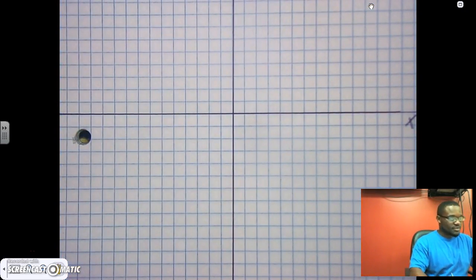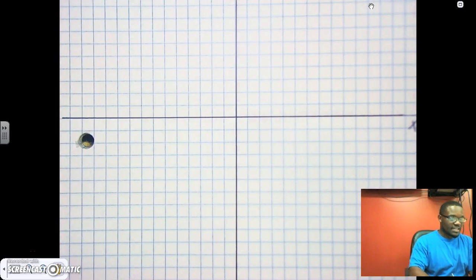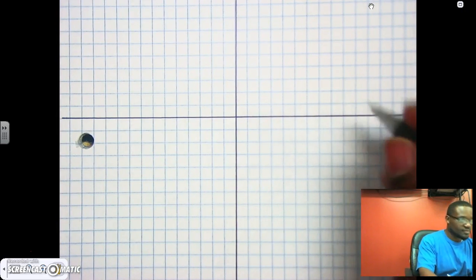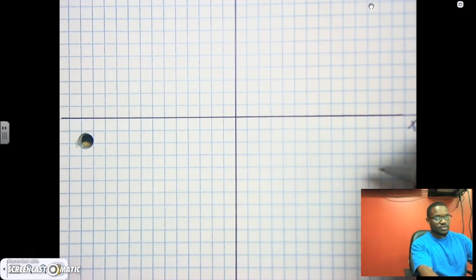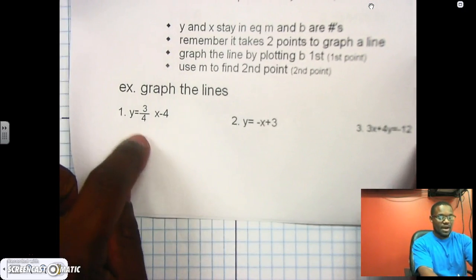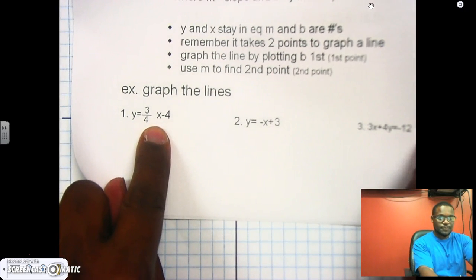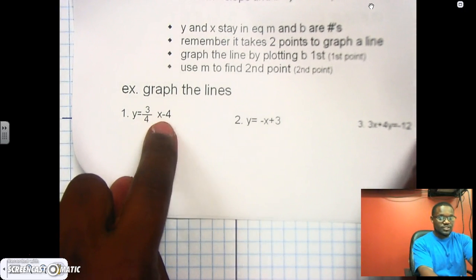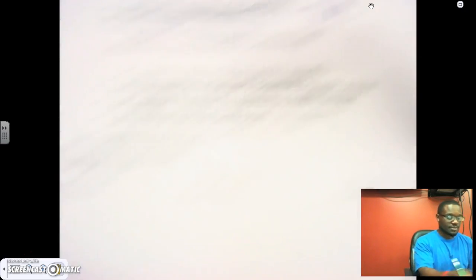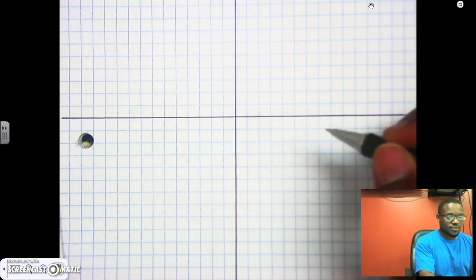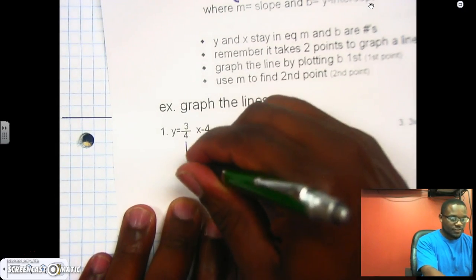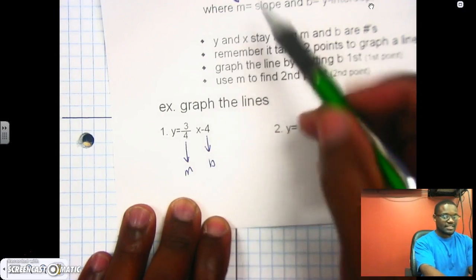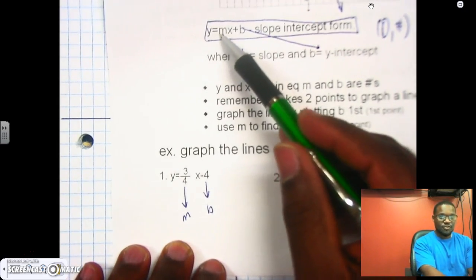The first equation we're going to graph is y equals 3/4 x minus 4. So we're going to graph this equation number 1 right here. y equals 3/4 x minus 4. So you won't see this equation, so you might want to write it down on the side or something. Minus 4 is my y-intercept. That's my b. And 3/4 is my m. I know that because it looks just like this. It's in that form.